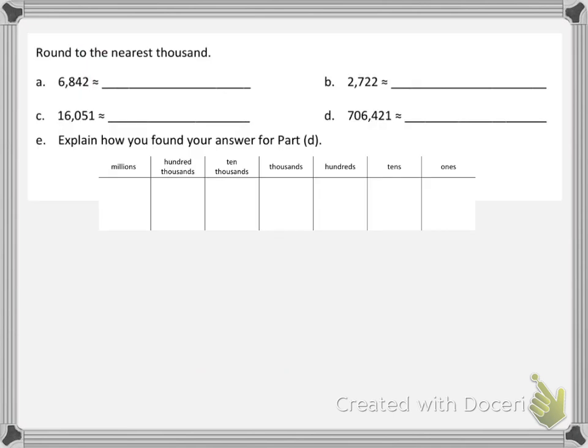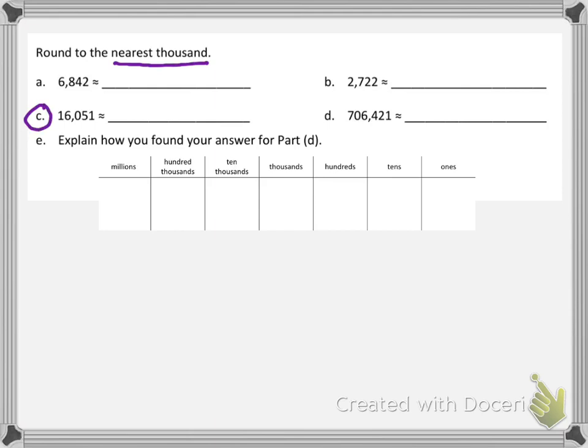Use place value understanding to round multi-digit numbers to any place value. Tonight we're going to round to the nearest 1,000, and we are going to try to do this without using a number line. We're going to look at letter C.